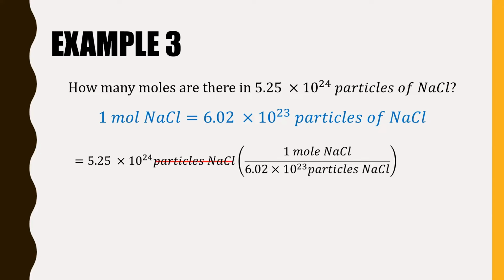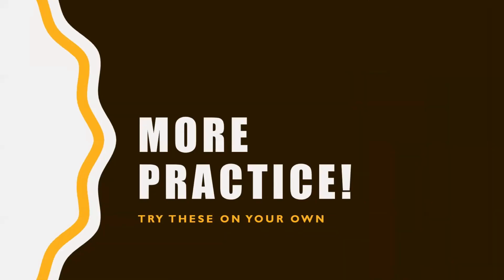Okay, kakancel out natin yung particles doon. Particles sa baba, ang matitira na lang na unit ay 1 mole NaCl. Multiply 5.25 times 10 to the 24 times 1 divided by 6.02 times 10 to the 23. Ang sagot, 8.72 moles of NaCl. So, sasabihin natin, so for 5.25 times 10 to the 24 particles of sodium chloride, meron tayong 8.72 moles of that table salt. Nasusundan. Okay? Now, let's have more practice.